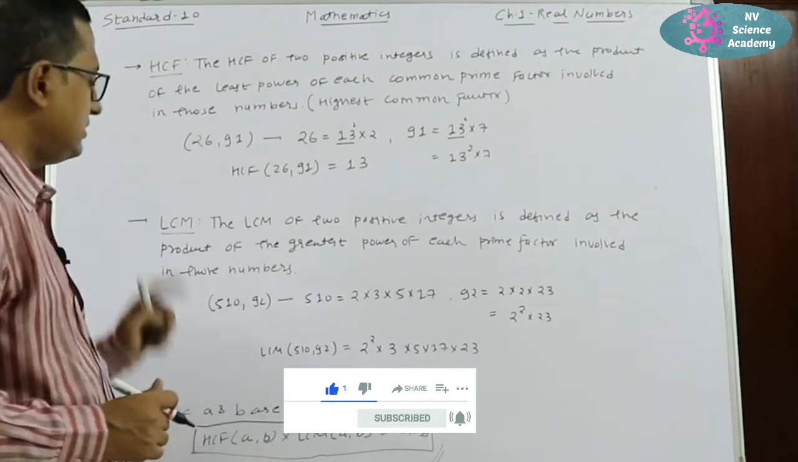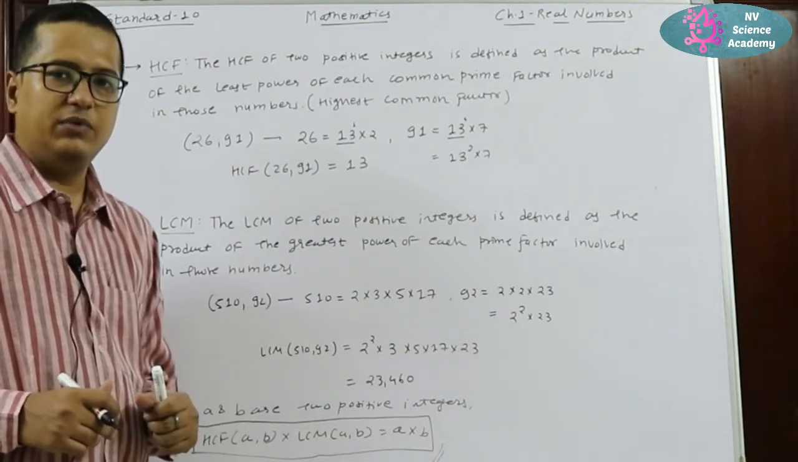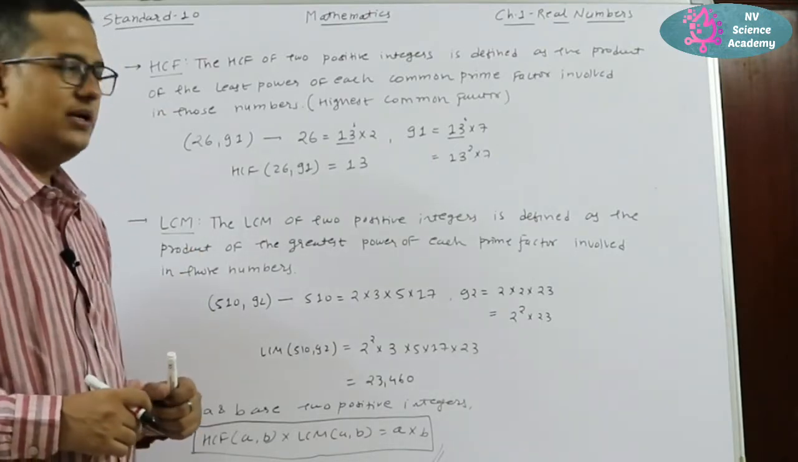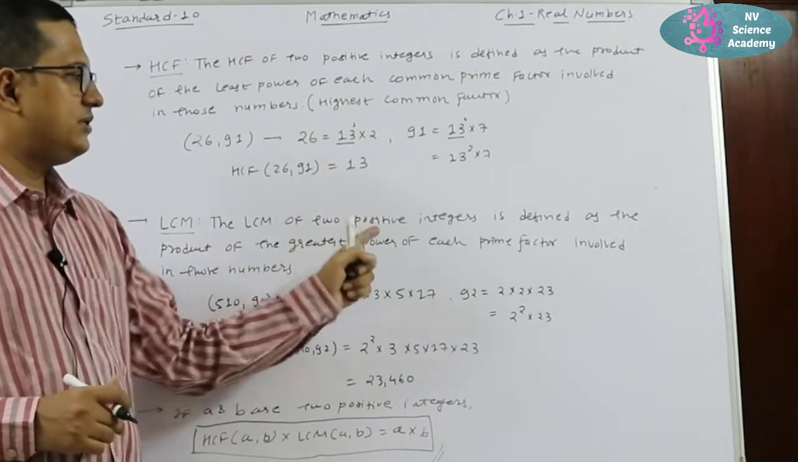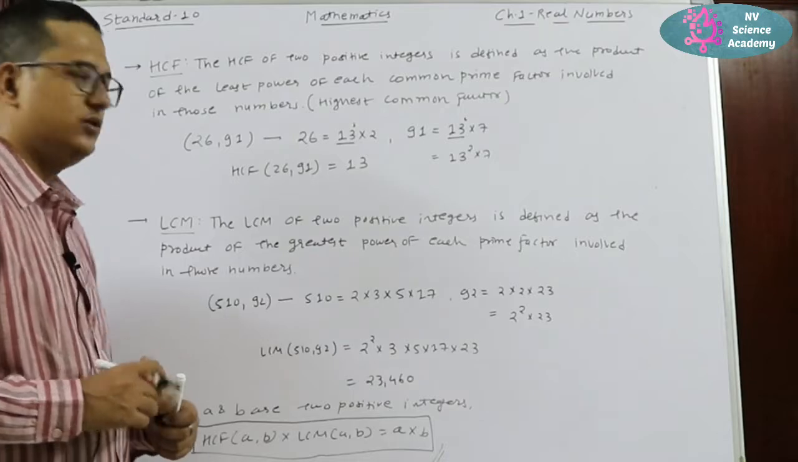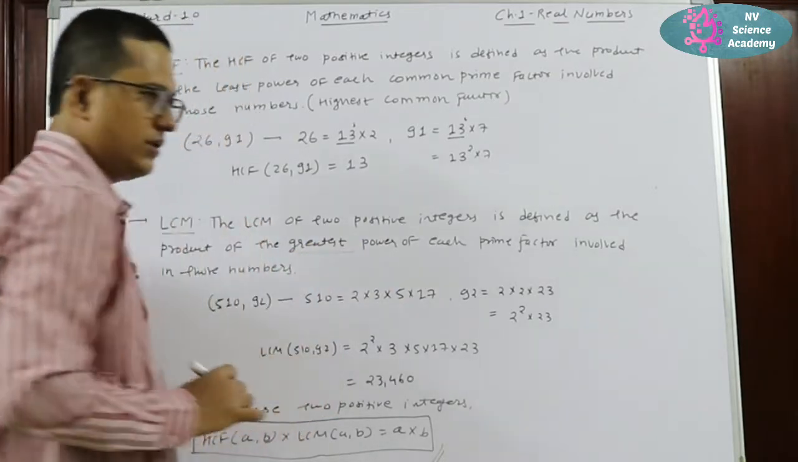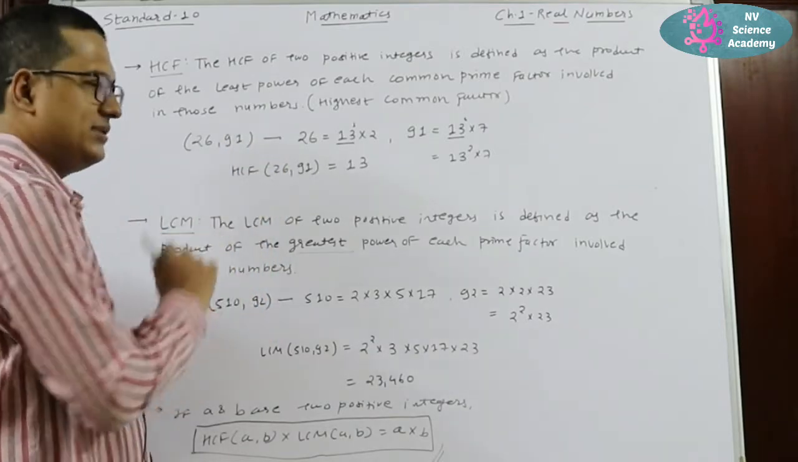Okay, now the second definition is about the LCM. LCM means least common multiple. The LCM of two positive integers is defined as the product of the greatest power of each prime factor involved in those numbers. Okay, so here it is the greatest power. In HCF it is the least power, and in LCM it is the greatest power.